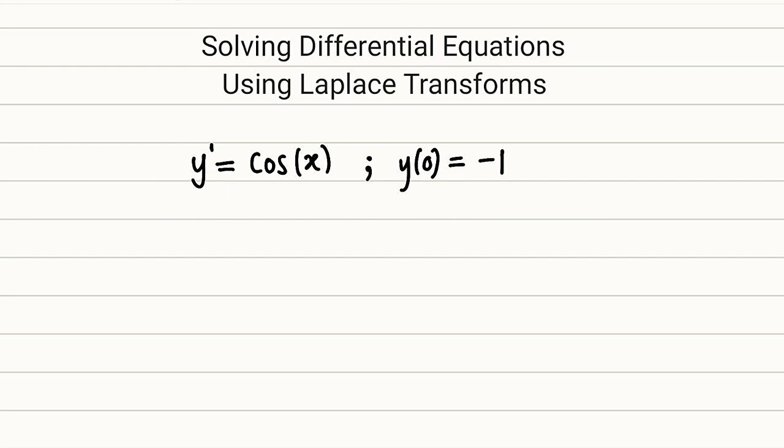We want to find the solution to y prime is equal to cosine x. We are given an initial condition: when the value of x is equal to 0, y is equal to -1. What we need to do here is to take the Laplace transform of both sides. And let us do that. We have the Laplace transform of y prime. This is equal to the Laplace transform of cosine x.